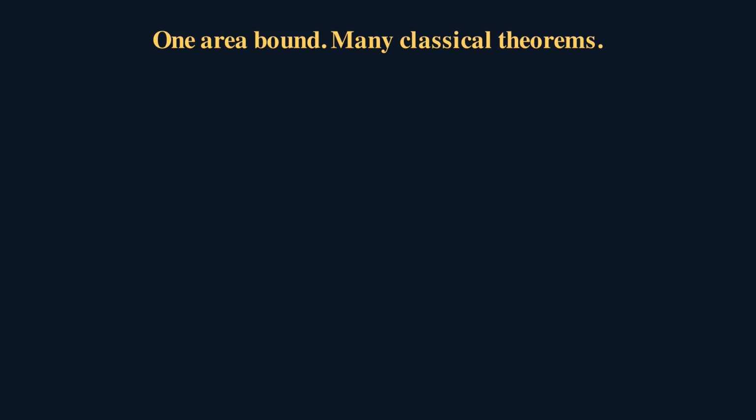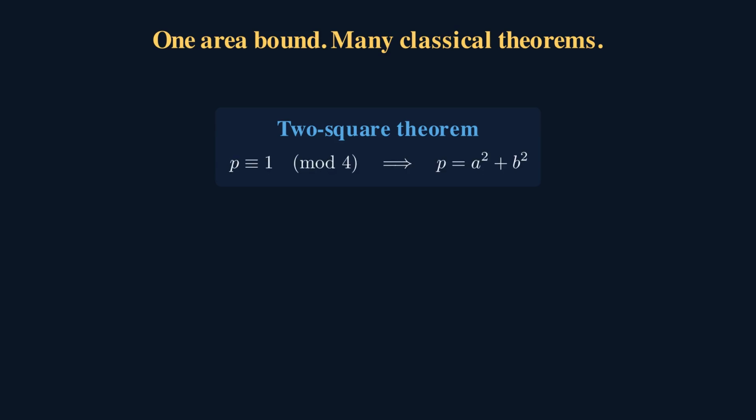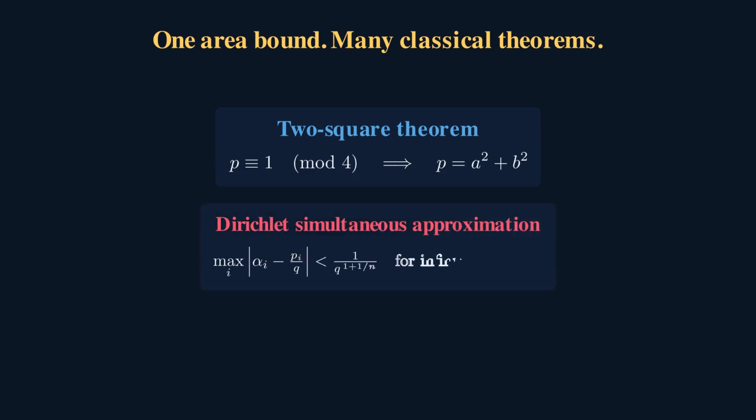So why does this simple area bound matter? It unlocks several classical theorems. First, every prime P congruent to 1 modulo 4 is a sum of two squares. A short pigeonhole plus Minkowski's theorem settles it. Second, given real numbers alpha 1 through alpha n, there are integers q that simultaneously make every q alpha i close to an integer. That is Dirichlet's simultaneous approximation theorem, also a direct application.